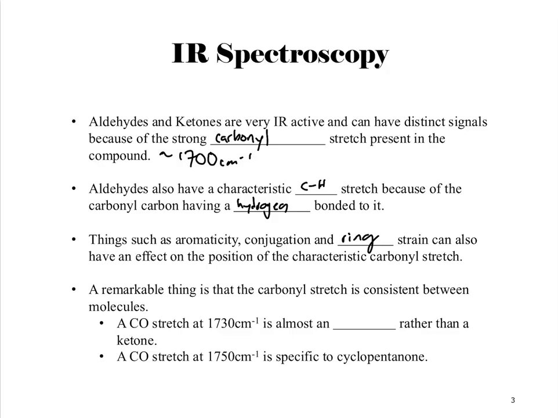And one thing that's kind of interesting about IR spectroscopy for aldehydes and ketones, you can actually use this as a pretty thorough method for distinguishing between different aldehydes and ketones within their own realm, because they have distinct peaks and the positions are very consistent between molecules. So, for example, if you have a CO stretch at 1730, as opposed to a higher number, then it's almost always going to be an aldehyde over a ketone. And then if you have a carbonyl stretch in the 1750 region, that's almost always specific to cyclopentanone, right? So cyclopentanone is going to look something like this.